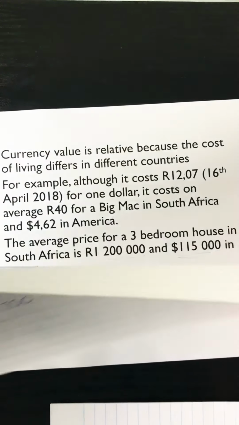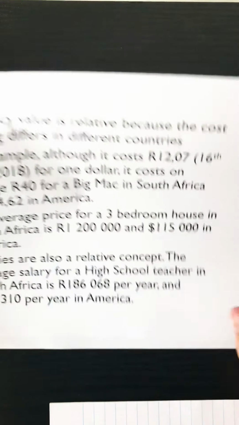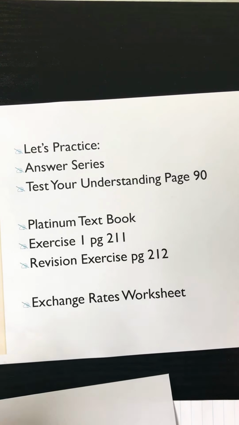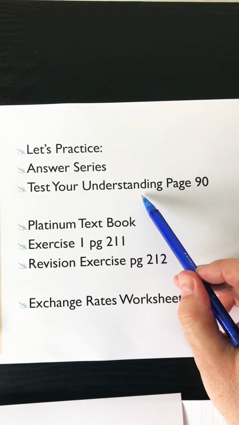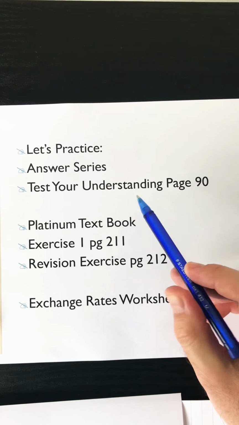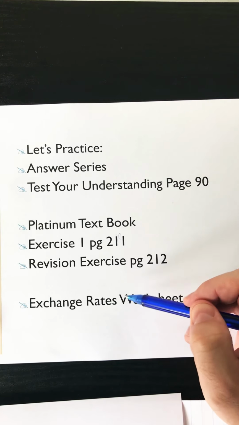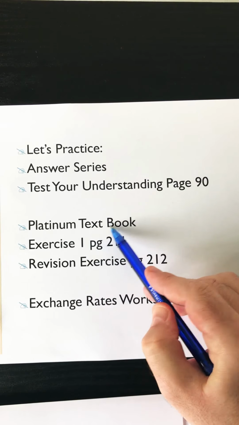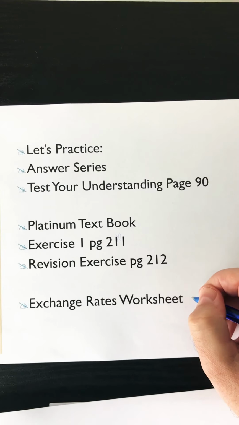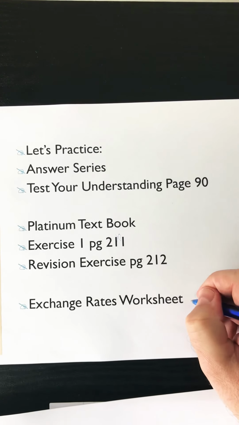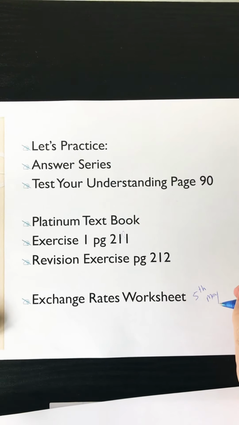Right, so now I'm going to leave you to do the exercises for today. This is on page 90 in your Answer Series textbooks. Do the questions for the Test Your Understanding exercise, and then the Platinum exercise, for which you don't have the book. This is uploaded onto Moodle and Teams. And tomorrow, the 5th of May, we will take a look at the exchange rate worksheet.